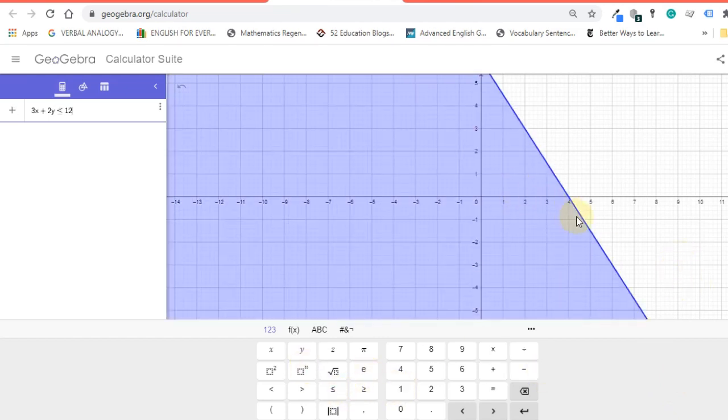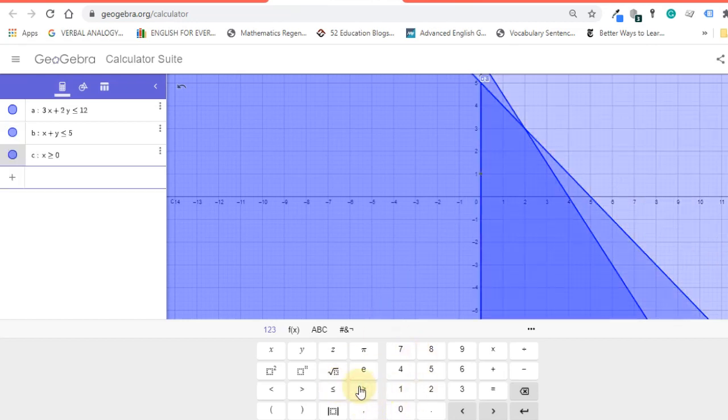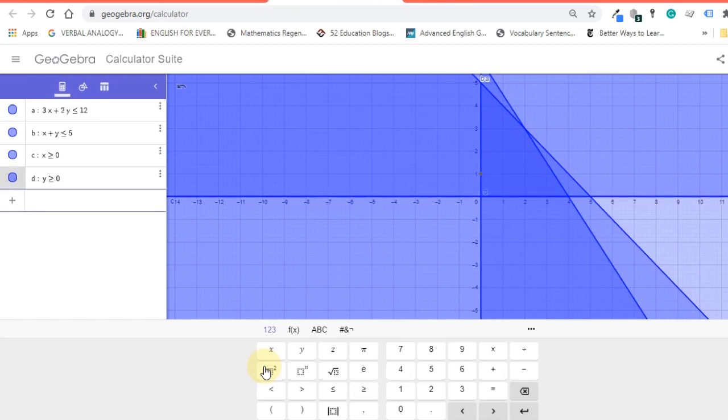3x plus 2y less than or equal to 12. As you can see there, it automatically gives you the graph of that inequality. X plus y less than or equal to 5, and then enter. And then of course you have x greater than or equal to 0, enter. Y greater than or equal to 0, enter.